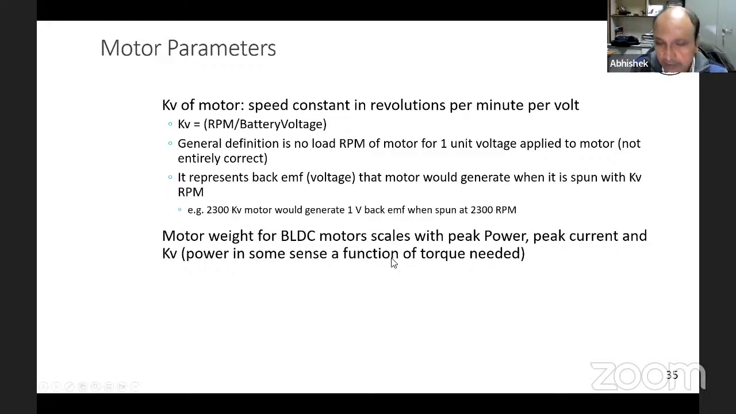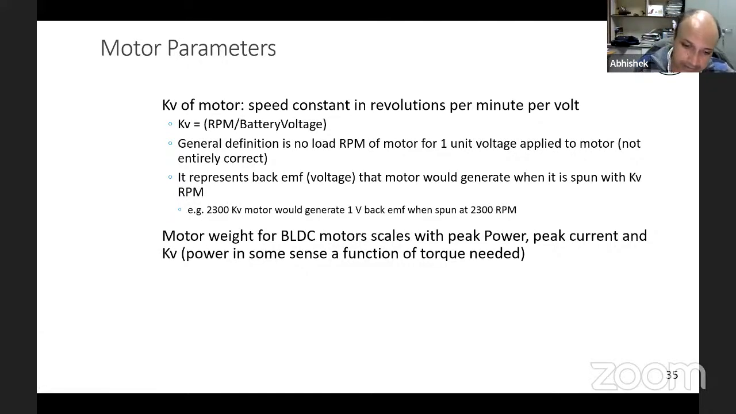The motor weight for a BLDC motor actually scales with peak power. That is, the max power it can deliver, which is in terms of peak current and the kV. So in some sense, one can say that the power is a function of the torque required, because the power output is omega times torque. So once you set omega to a particular value, it is directly dependent on your torque. This is a very important part, because in your design, how you size your motor is very critical.